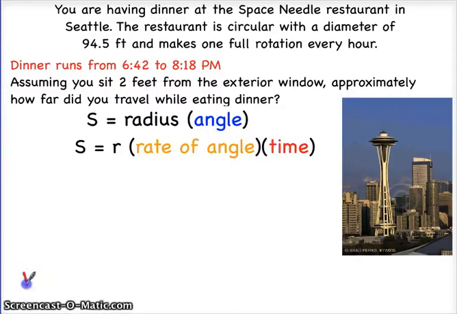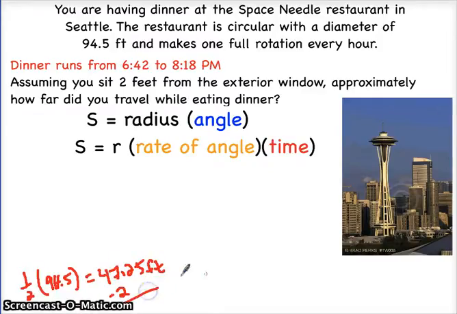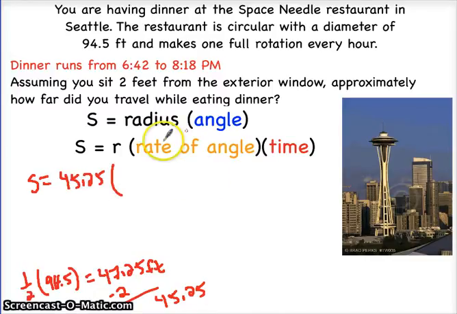First of all, half of 94.5 is going to be 47.25 feet. But then remember, we need to subtract 2 because we're sitting 2 feet in from the window. So our radius is going to be 45.25. So we're going to say S equals 45.25 times the rate of the angle. Well, it's 1 full rotation per hour. 1 full rotation, remember, in radians is 2 pi radians per hour then. And remember that this over here was in feet.